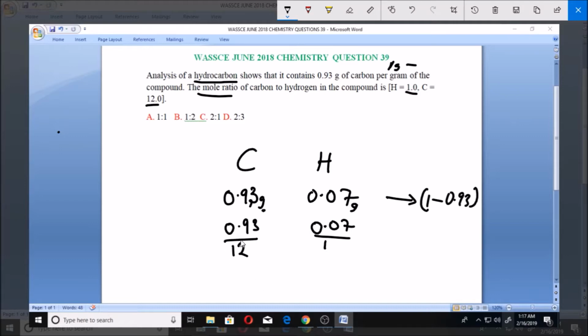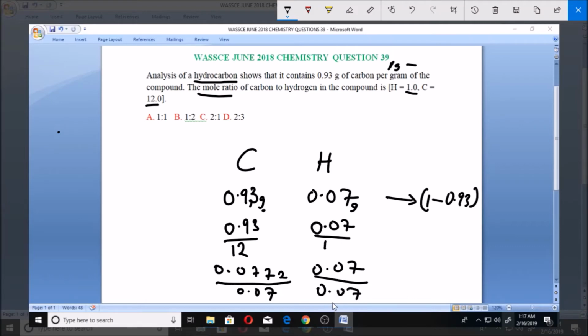So if you do 0.93 over 12, what are we supposed to get? We will be able to get 0.0772. Then if you do 0.07 over 1, we still get 0.07. So that is what we get. Now, to get the mole ratio, we need to divide through by the smaller one. The smaller one here is 0.07. So you do 0.0772 all over 0.07, then you also do 0.07 all over 0.07, because you are dividing by the smaller one.